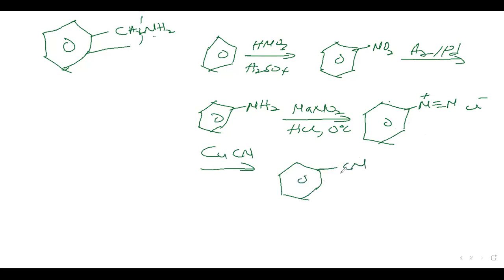That will help us put the nitro group there. And then we can reduce the nitro with excess hydrogen, right? In the presence of Pd. So 2 moles of hydrogen can help us to get our benzylamine.